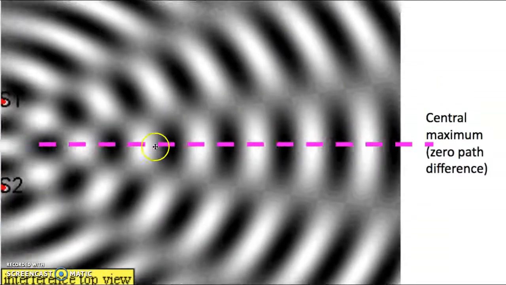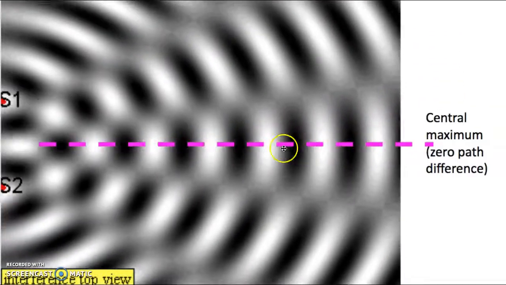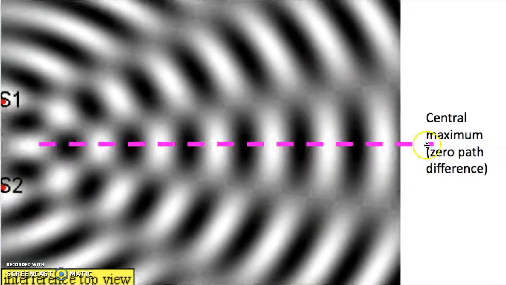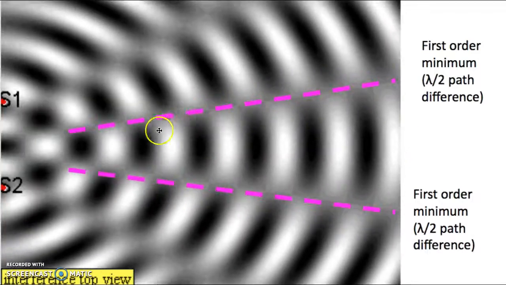So when this is seen on a GIF here with an animation, right down the middle we've got really strong bright and dark areas, and that's the central maximum where we've got zero path difference. That's all constructive interference. Either side of that, you've got the first order minimum.